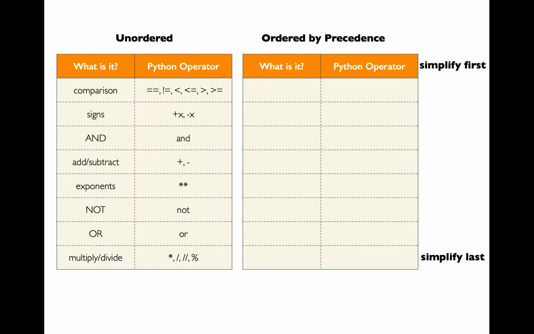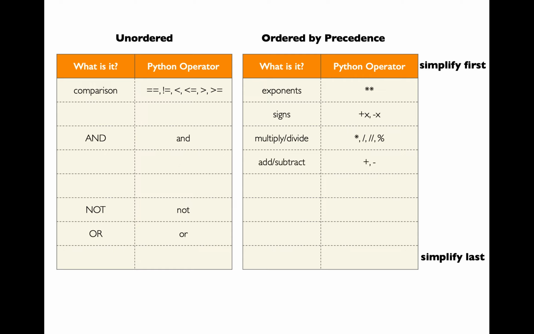Within the mathematical operators, exponent has the highest precedence. Following that, you have unary signs, which is less intuitive, mainly because signs have higher precedence than multiplication, division, integer division, and the modulo operator, which is the percentage sign. After multiplication and division, you have addition and subtraction, and that's the ordering within the mathematical operators.